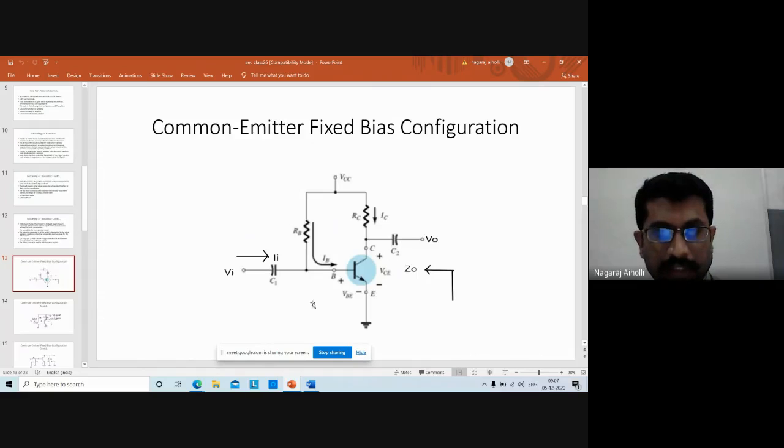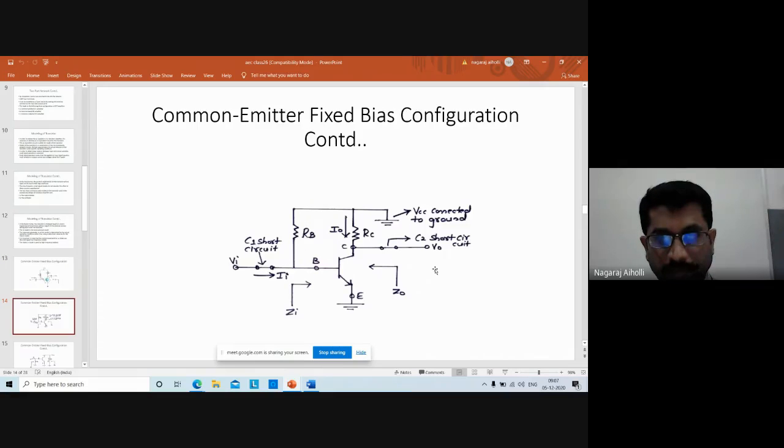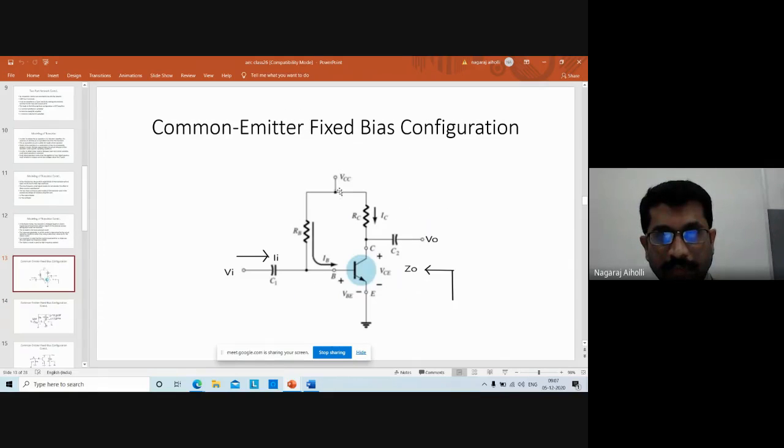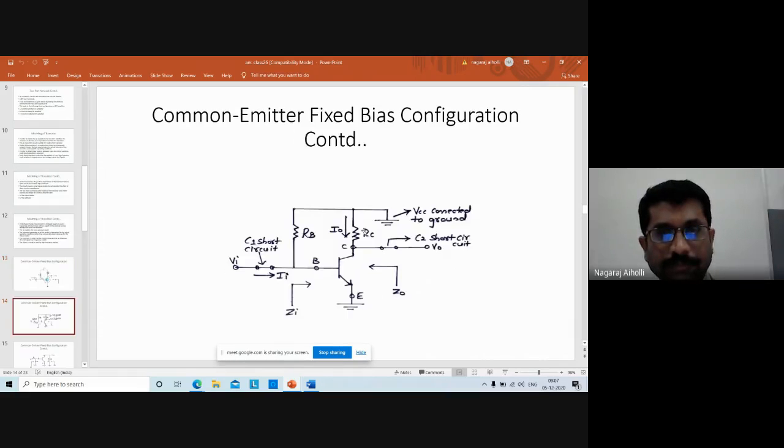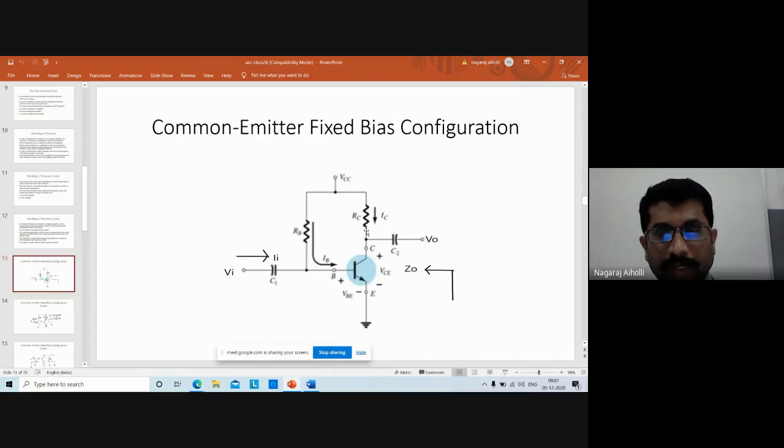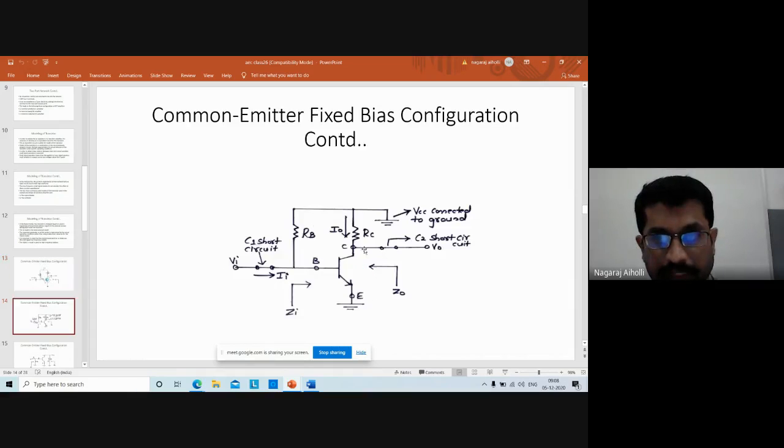If you want to develop the AC equivalent circuit, we know that the capacitors will become short circuit. Capacitors C1 and C2 are short circuit here. Then the DC voltage will become 0, VCC will be 0. RB will be connected between base to ground. Then RC will be connected between collector terminal to ground because VCC is 0. Therefore, RC is connected between collector to ground. Then we have the emitter terminal to ground.